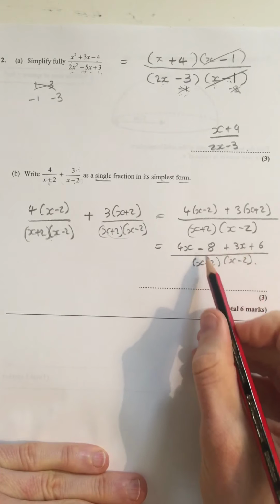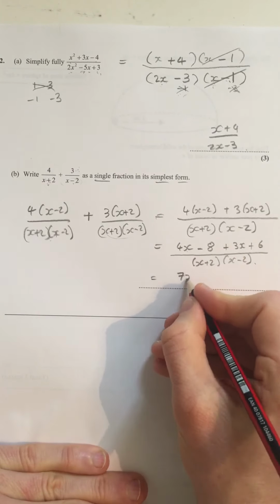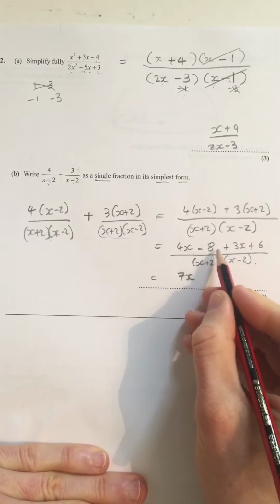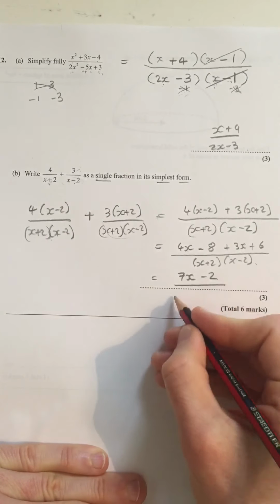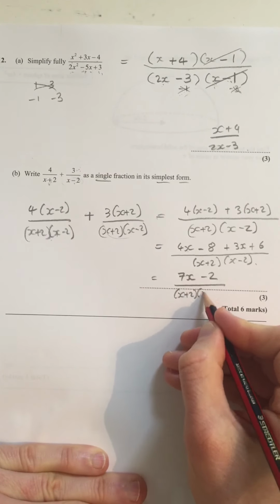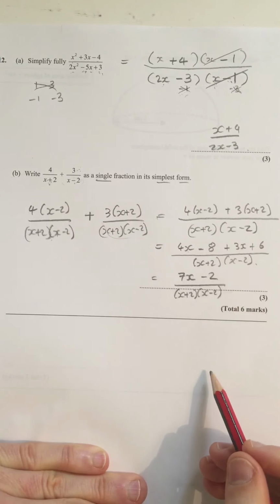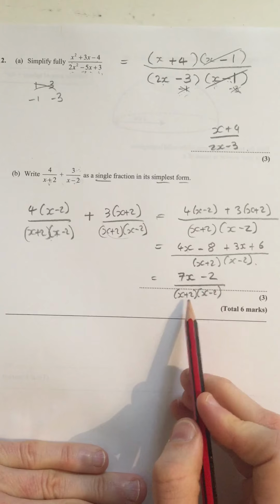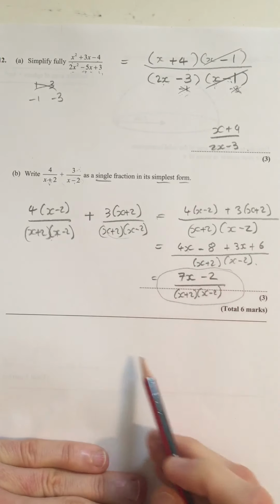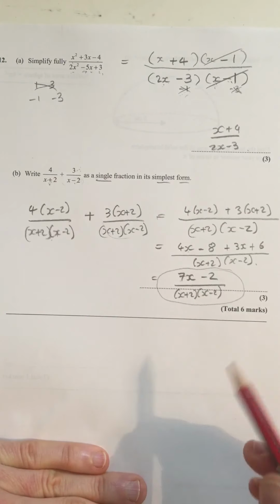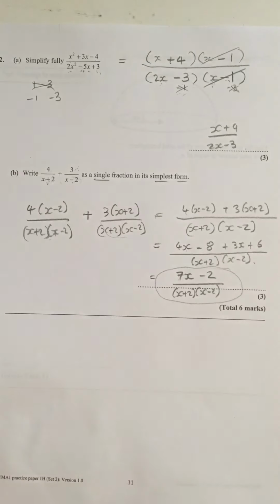Right, let's simplify the numerator. So I've got 4x plus 3x is 7x. I've got minus 8 plus 6 is minus 2. The denominator can stay as it is. And no, we're not going to get any further simplification here. This 7x here is not going to cancel with anything on the bottom. So we'll just leave our answer like that. That is your final answer in its simplest form. If you wanted to expand the denominator, you could do, but you don't have to. It's perfectly fine as it is.